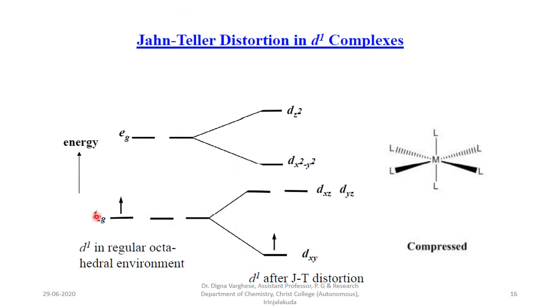The T2g level splits into dxy, dxz, dyz, and here dx2-y2 and dz2. It is in the compressed form, because compressed means the z ligands are moved towards the metal ion. So the orbitals containing the z axis have higher energy than the other orbitals. So dz2 is higher in energy than dx2-y2, and dxz and dyz have higher energy than dxy.